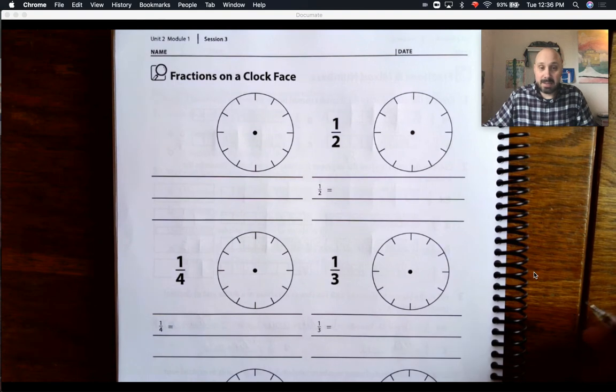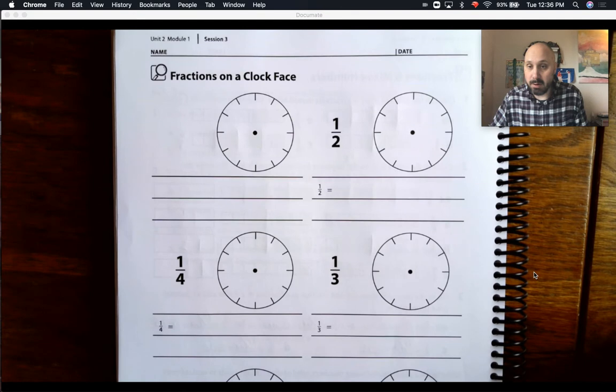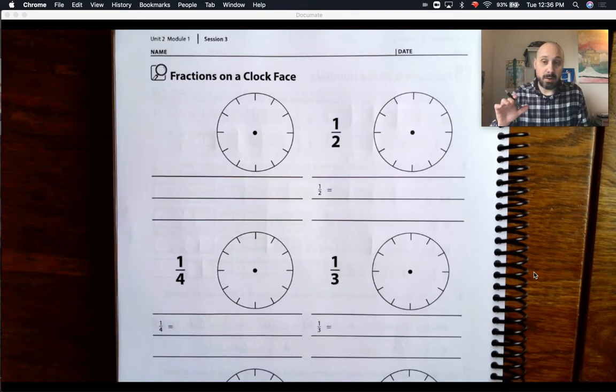Hey, mathematicians, this problem string or page in your student book is on page 34. What I want you to do with me on this one is fill out page 34 with me as we go. So this one is a fill out with Mr. Mac, just like we would be doing in class, okay?